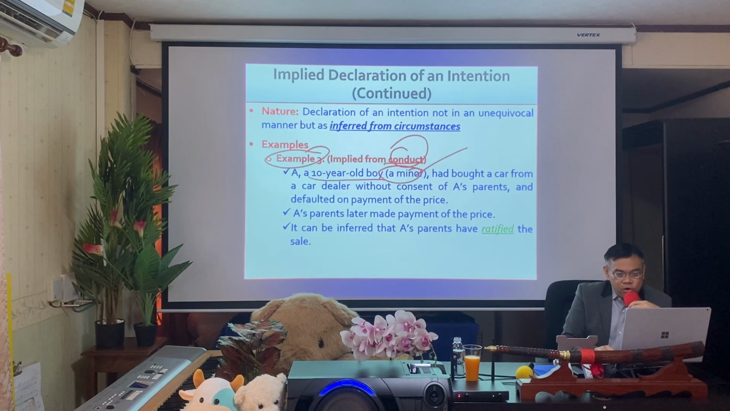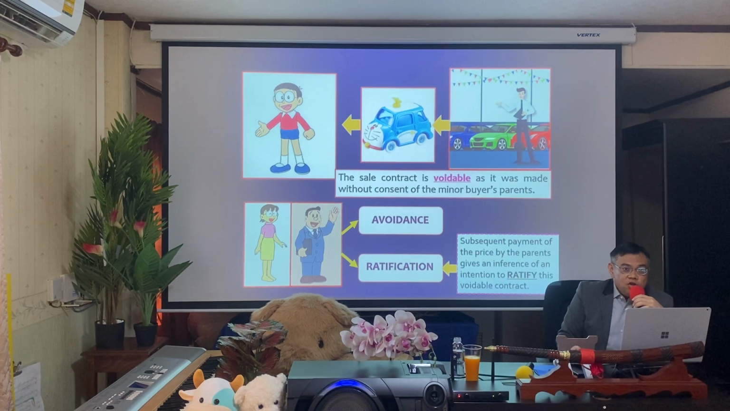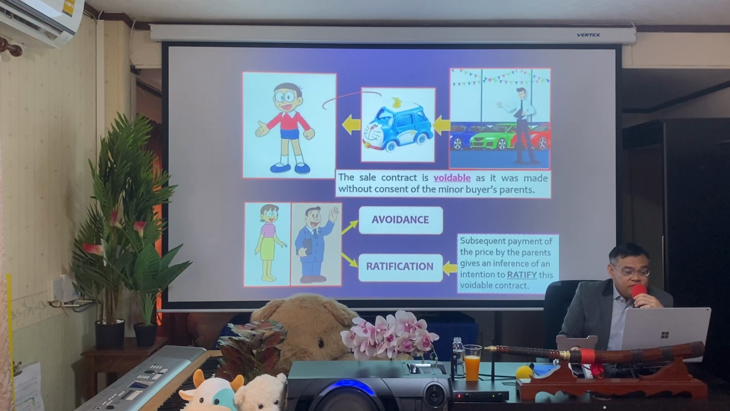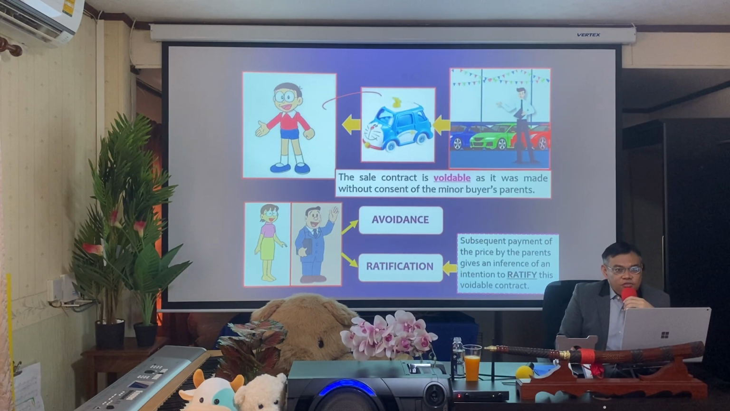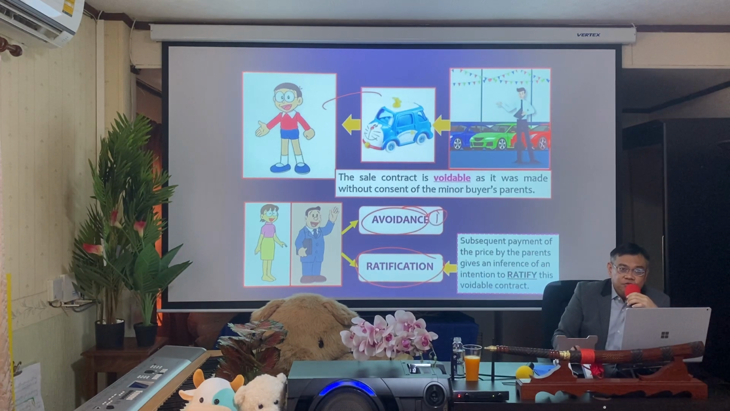Let's suppose that the minor wants to buy a car. Let's suppose that this is Nobita. Nobita is still a minor. Nobita wants to buy a car, and let's suppose that Nobita has enough money. When he buys the car, let's suppose that he does not get any consent from his own parents. So, in this case, when the parents know about this purchase, the parents will have two choices. Choice one is to avoid this juristic act.